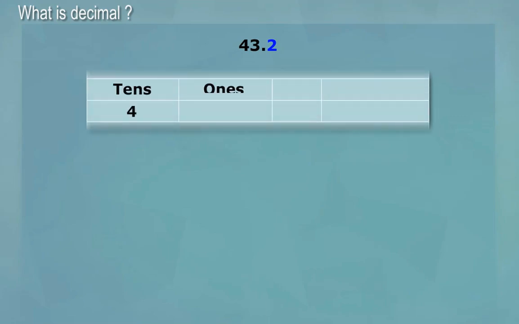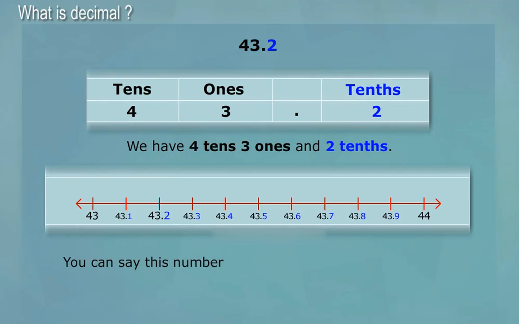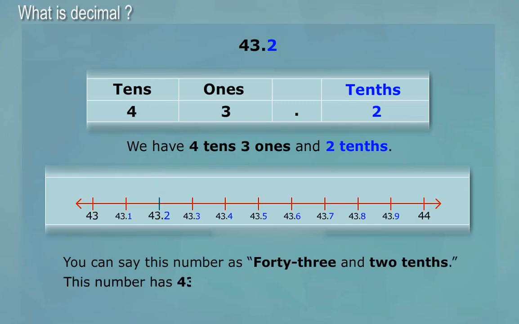Let's try another one. 43.2. We have 4 tens, 3 ones, and 2 tenths. You can say this number as 43 and 2 tenths. This number has 43 whole and 2 out of 10 parts of a whole.